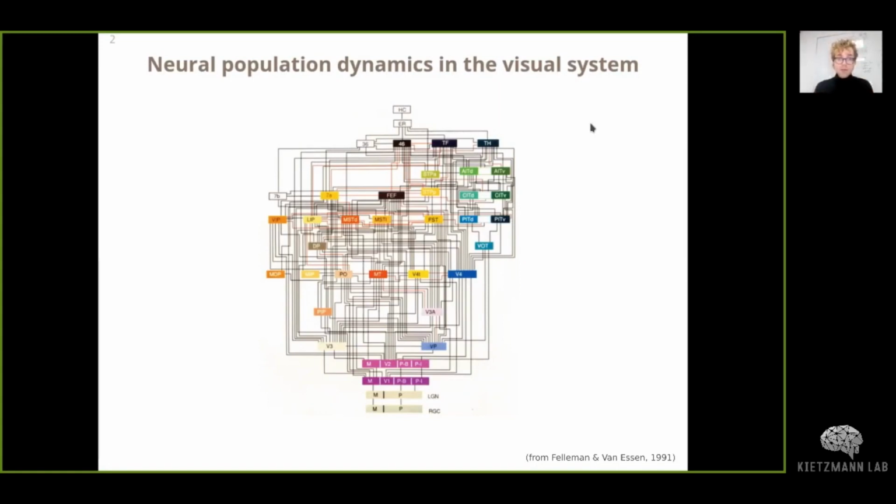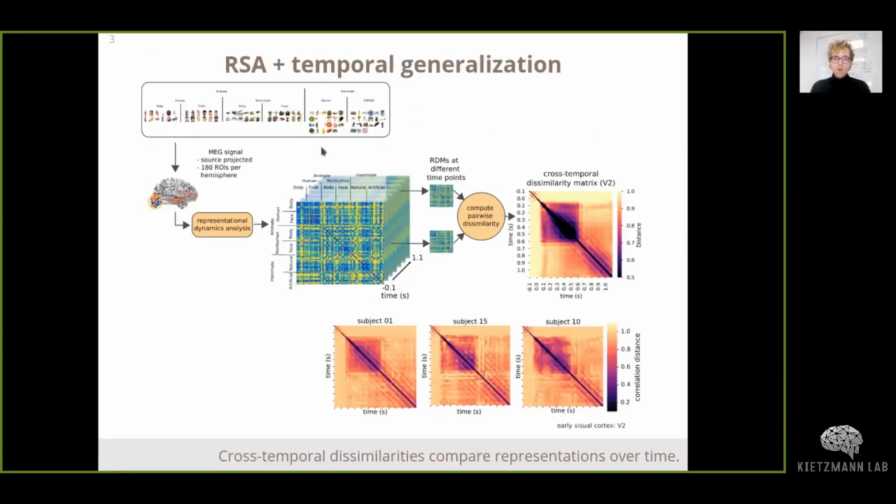The question now is, in order to understand the neural population dynamics going on in the visual system, we need to understand how this communication dynamically shapes the representations across the system. How do we approach this question? We combine representational similarity analysis with temporal generalization.